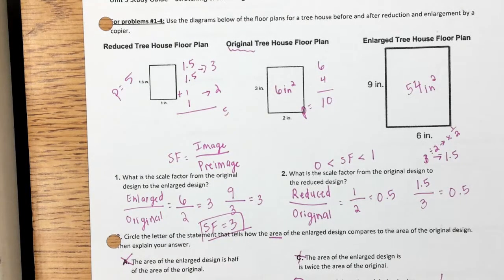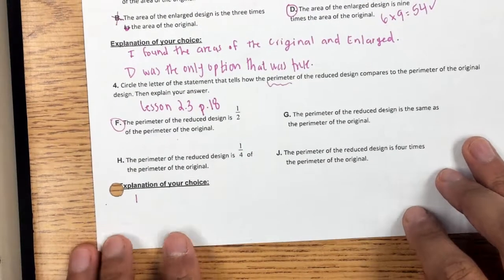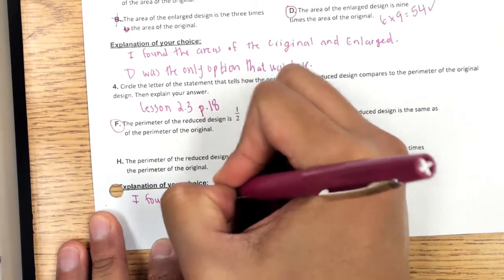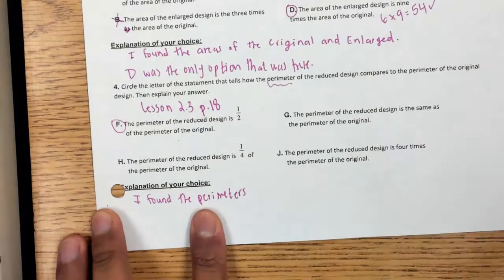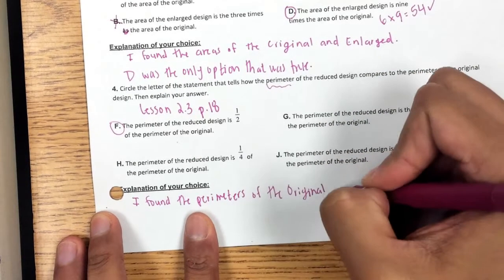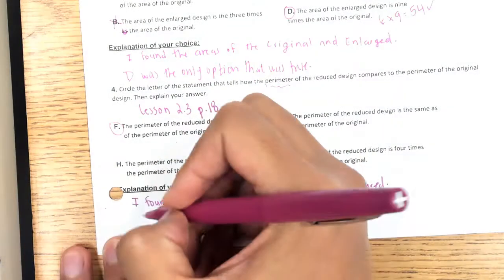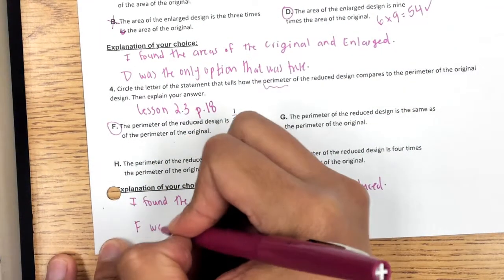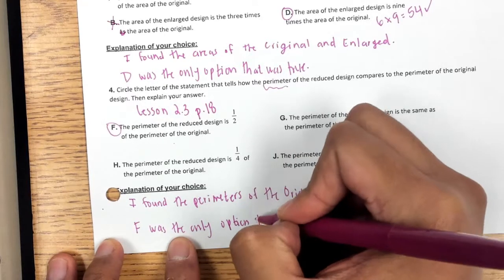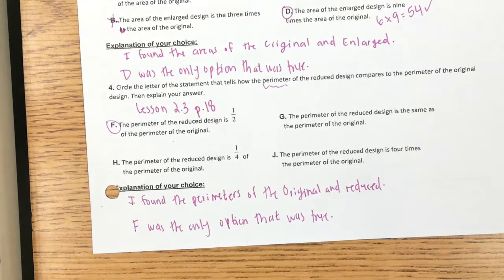Okay, so again, here you could say for your explanation, I found the perimeters of the original and reduced, and then option F was the only option that was true. Okay, so nothing too fancy here.